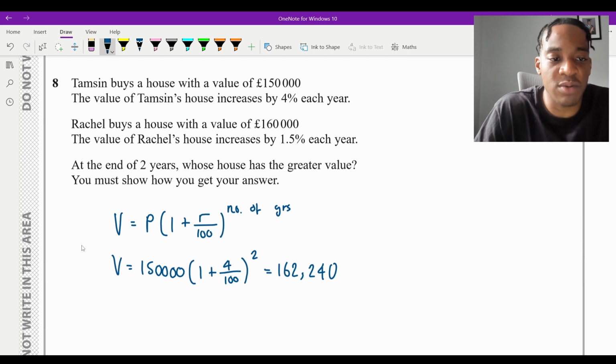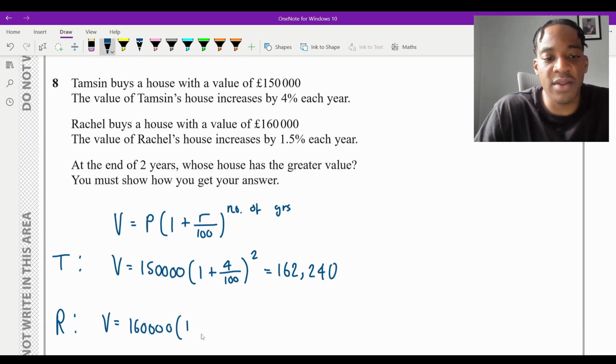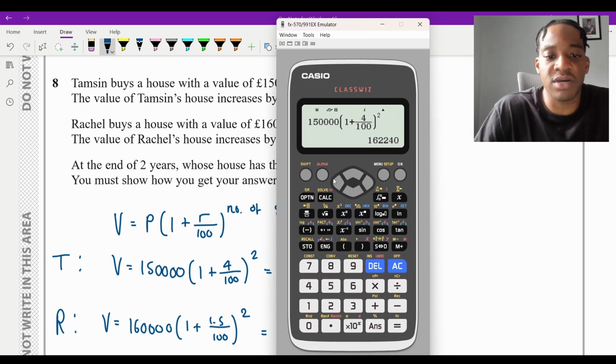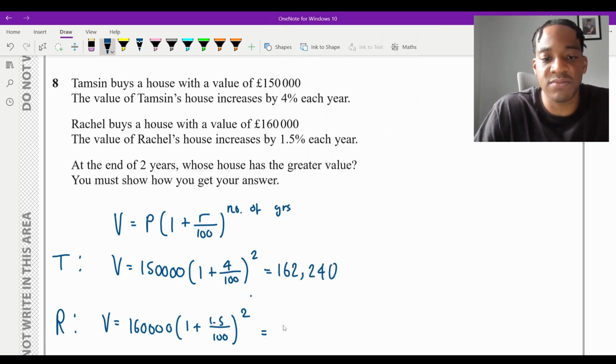Now we just got to do the same for Rachel. So I'm going to write T for Tamsin here, and R for Rachel now. So same thing. V is equal to 160,000 multiplied by 1 plus, in this case, R is 1.5 this time, so 1.5 over 100, and then it's still to the power of 2 years. Now I'm just going to put this into the calculator, see what we get. So this is 160,000 multiplied by 1 plus 1.5 over 100 to the power of 2. And this gives us 164,836.